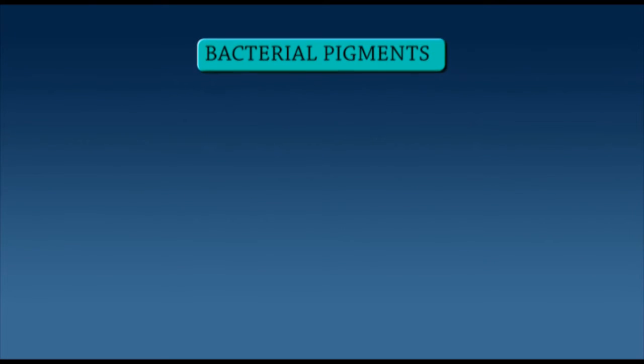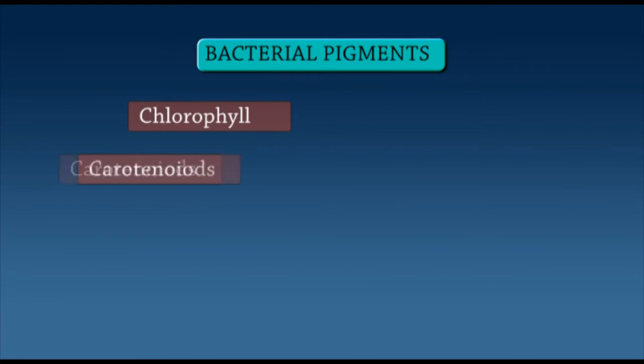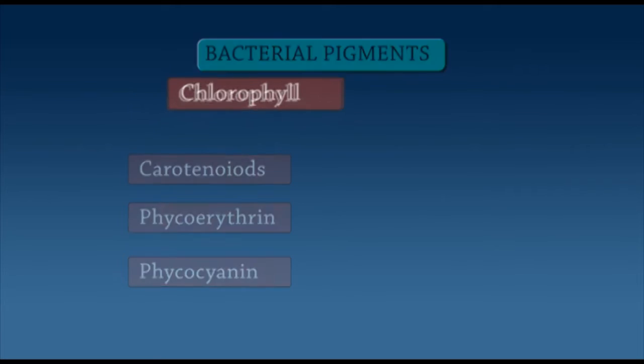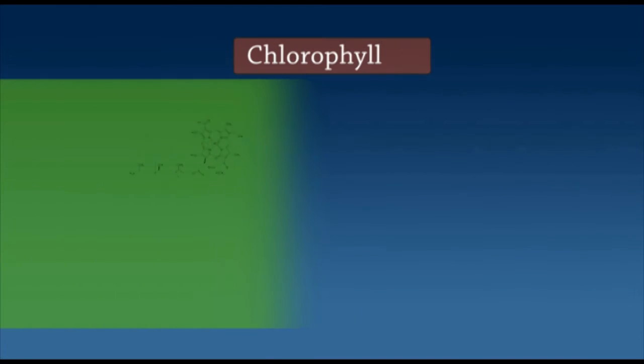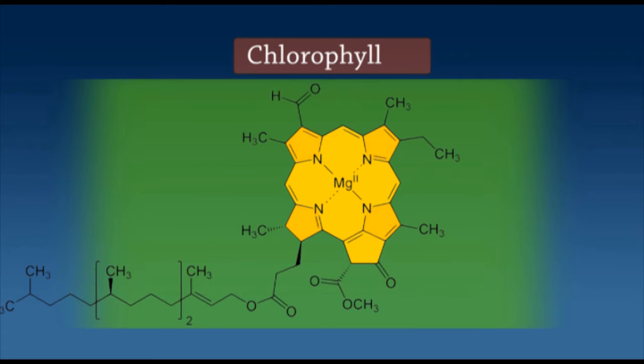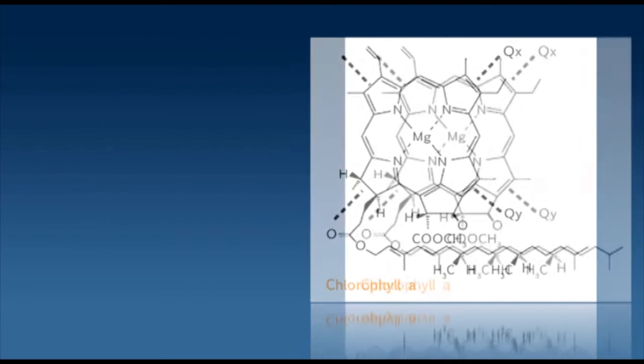Now let's study the bacterial pigments. Photosynthetic pigments include the chlorophylls, carotenoids, phycoerythrin, and phycocyanin. From among these pigments, chlorophyll is the most important. Chlorophylls are large planar rings composed of 4 substituted pyrrole rings with a magnesium atom coordinated to the 4 central nitrogen atoms. Although several chlorophylls are found in eukaryotes, the most important are chlorophyll A and chlorophyll B.